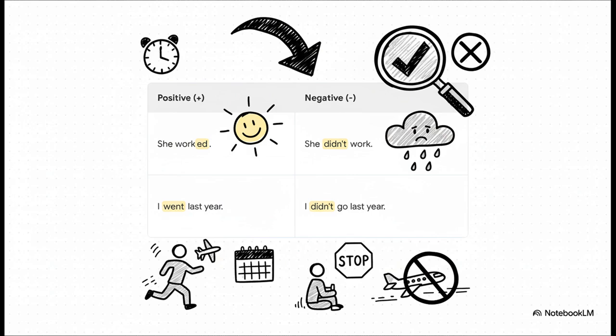The other key thing to remember is the main verb goes back to its original form. So "she worked" becomes "she didn't work." We drop the -ed. And a tricky one like "went" becomes "didn't go." The "didn't" already tells everyone we're talking about the past.